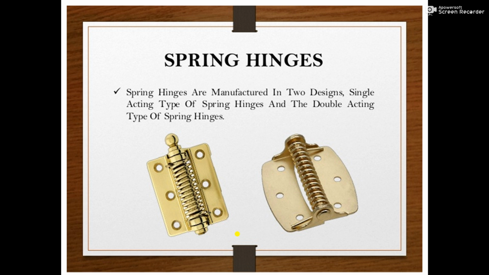The spring hinges are manufactured in two designs: the single acting type and the double acting type. So whenever we are going to provide automatically opening and closing doors, at that time we provide the spring hinges. At that time we don't have to push or pull the door by hand. Whenever we are going into the structure, we have to push the door, and whenever we are coming out of the door, again we have to push it.